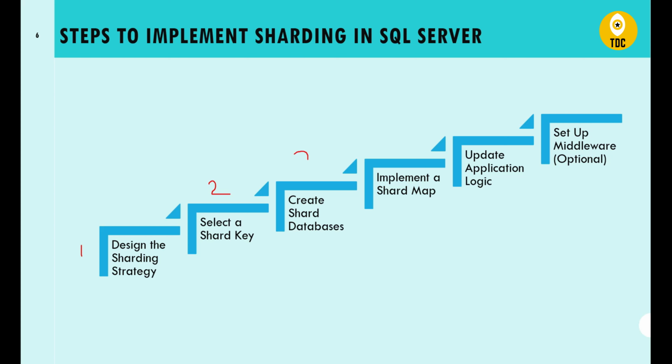So the third step is you go and create the shards. That means you go and create databases. Suppose you choose a location or a country as a shard. Your application has 20 countries' data. So you create 20 databases, and you call each of them a different shard. Then you implement shard mapping. That is what we are discussing, right? It's a logic of hashing.